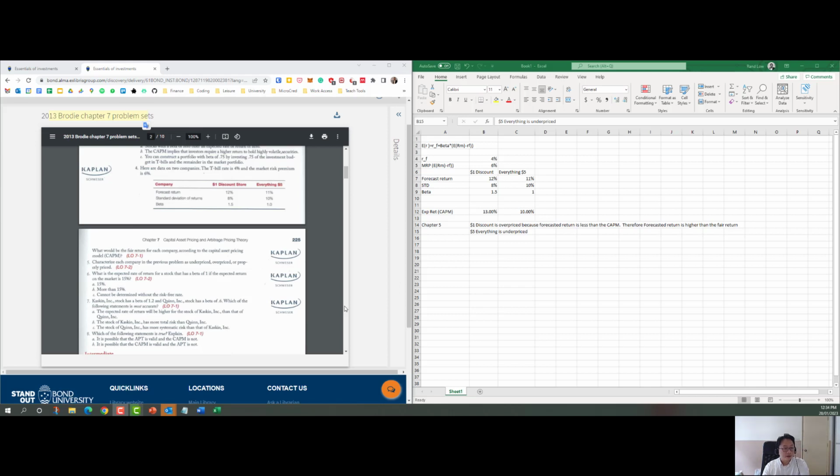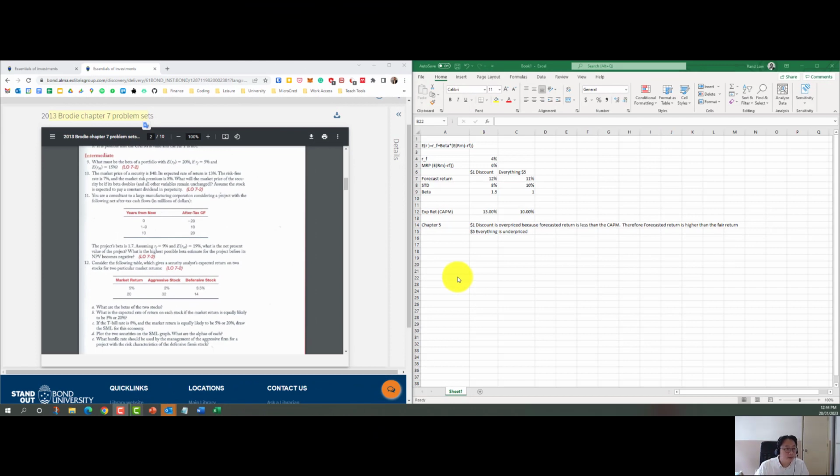If we look at part B, the stock of Koskin has more total risk than Quinn. We can't say that, we don't know, because we're not given any information about the idiosyncratic or non-systematic risk of Koskin versus Quinn. When it says the stock of Quinn has more systematic risk than Koskin, that's completely false, because Quinn has a beta of 0.6, whereas Koskin has a beta of 1.2, which means it has higher systematic risk.